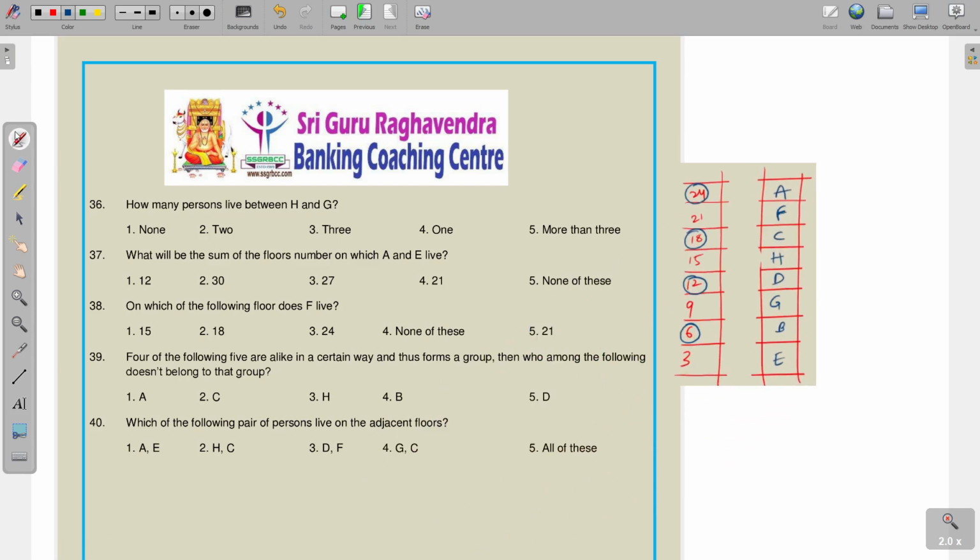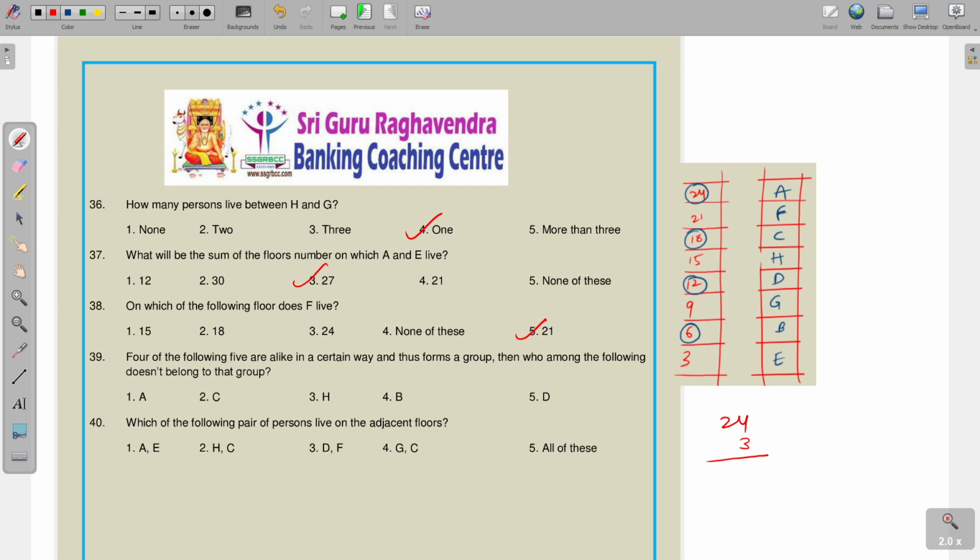See the first one, question number 36. How many persons live between H and G? Between H and G, 1 person is there. What will be the sum of the floors A and E live on? A lives on the 24th floor and E lives on the 3rd floor, that is 27. The sum of these two is 27. Which of the following floors does F live on? So F lives on the 21st floor.